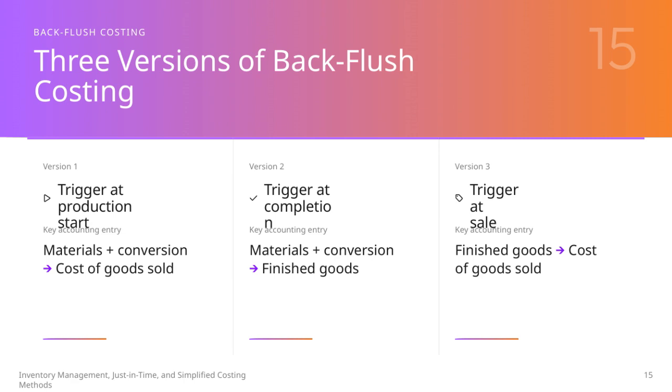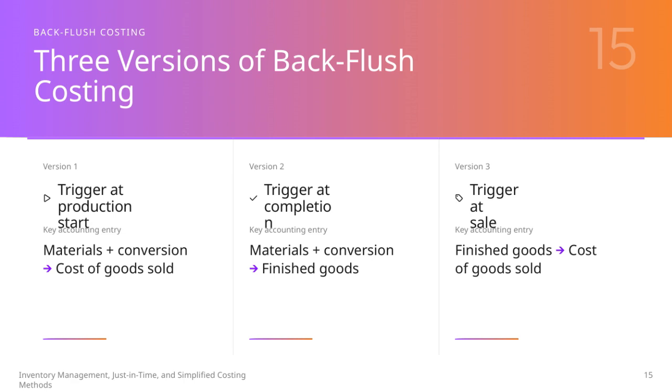Version 2 triggers at completion of the product. The accounting entry shifts materials and conversion costs into finished goods inventory first. This reflects that the product is now complete but not yet sold. Finally, version 3 delays the trigger until the point of sale. At this stage, the finished goods are then expensed as cost of goods sold. This version provides more control over inventory valuation but still simplifies the costing process.